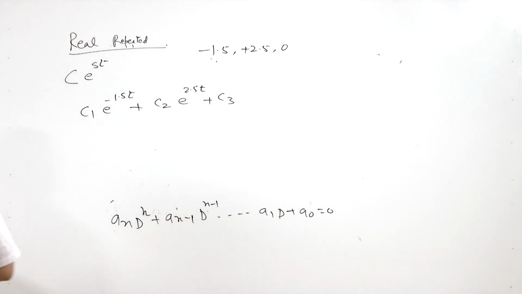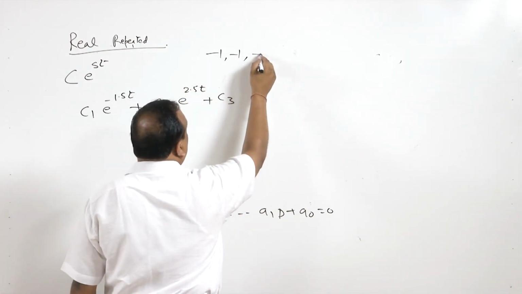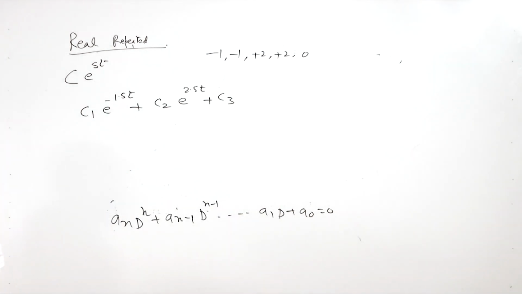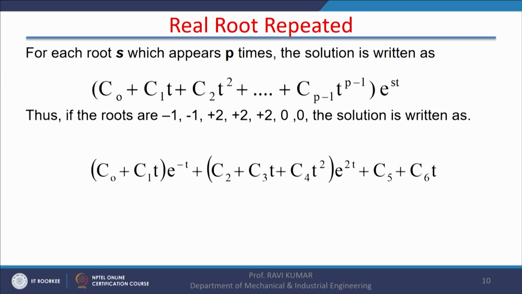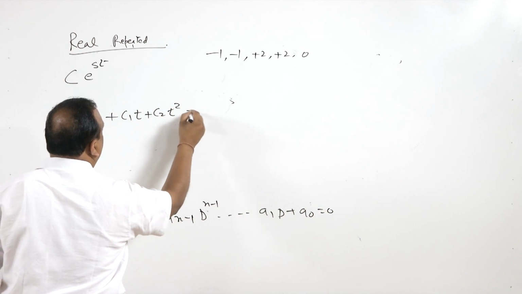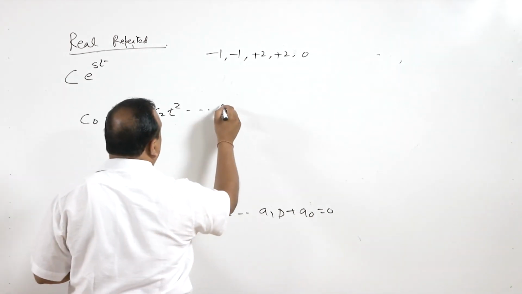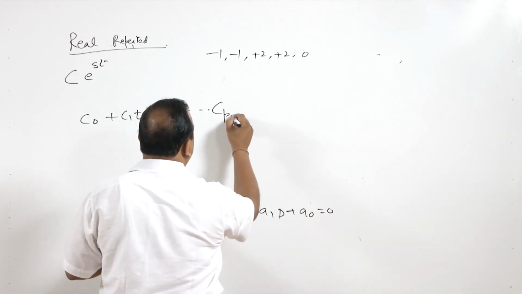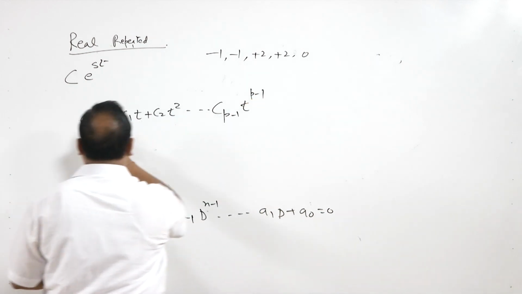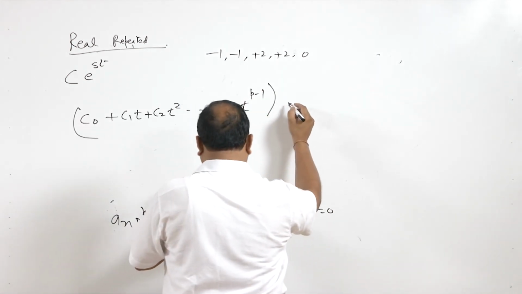Repeated means we are having roots like this: minus 1, again minus 1, let us say plus 2, again plus 2, and let us say 0. So minus 1 and plus 2 are repeated. When the roots are repeated, the solution is C0 plus C1t plus C2t square and so on, up to, let us say they are p times repeated, C p minus 1 and t raised to power p minus 1, because we have taken 0. So the pth term is going to be C p minus 1. Right, and this is multiplied by e raised to power st.